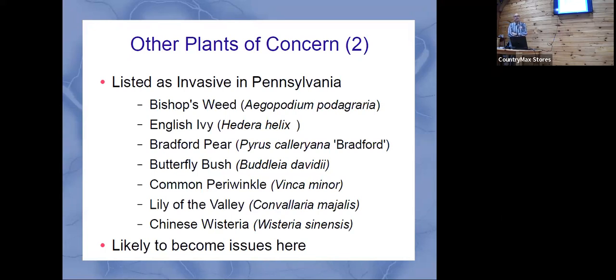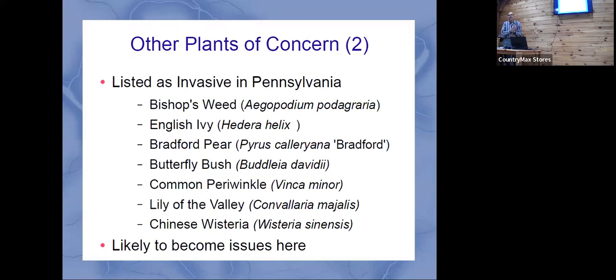Bradford pear was another extremely popular landscape tree. Small tree, doesn't get too big, lovely flowers in the spring, although some people think it smells awful. But it self-seeds like crazy. The birds pick off the little tiny fruit and drop the seeds, and it becomes a problem in wild areas. So in Pennsylvania, it got bad enough that they put it on the banned invasive list.